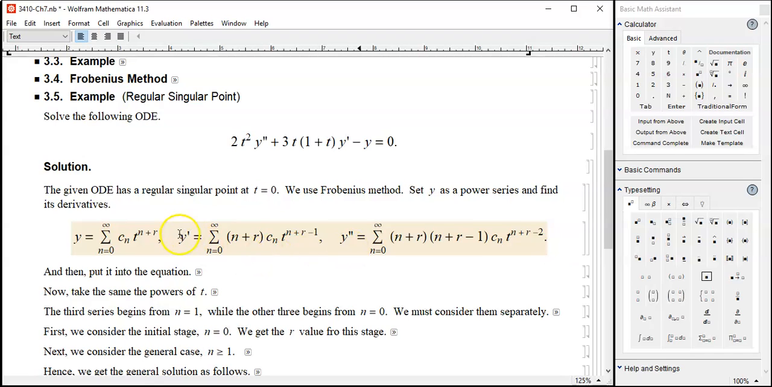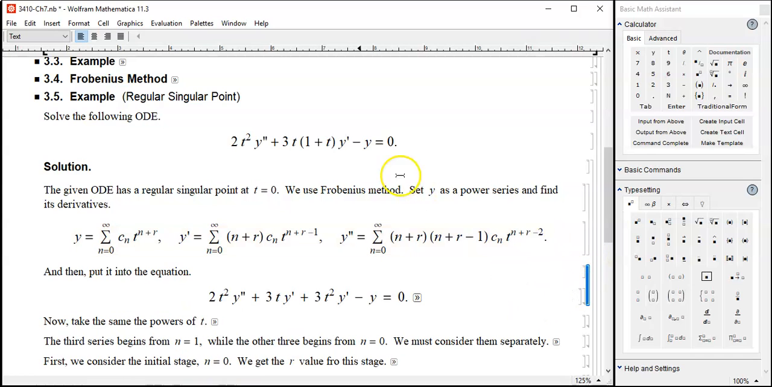All right, n plus r power. And then this is a derivative, so n plus r came out and subtract 1 from the power. And do the same thing again. All right, let us put all these into the original equation, but let's do a bit of a preparation.